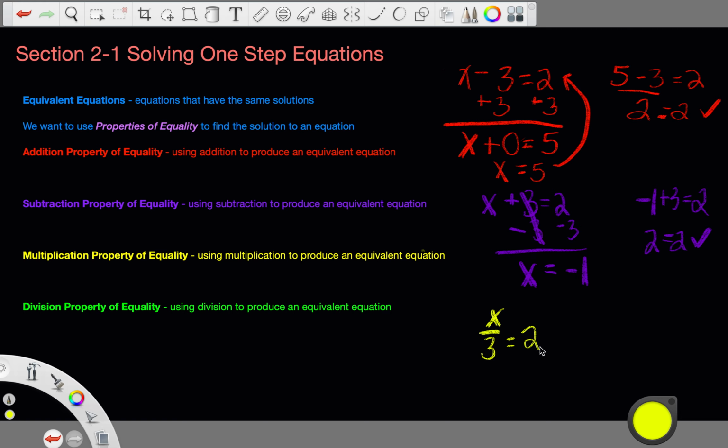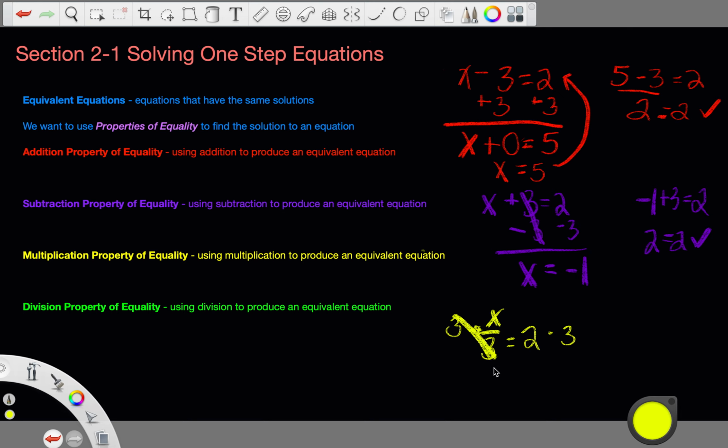Now, this looks a little bit different because I have two terms, but they're in a fraction. So we all know that a fraction is division. So if I want to get this 3 away from this x to isolate it, I need to multiply 3 on both sides. Now, the reason for that is because 3 divided by 3 gives me 1, which is exactly what I want.